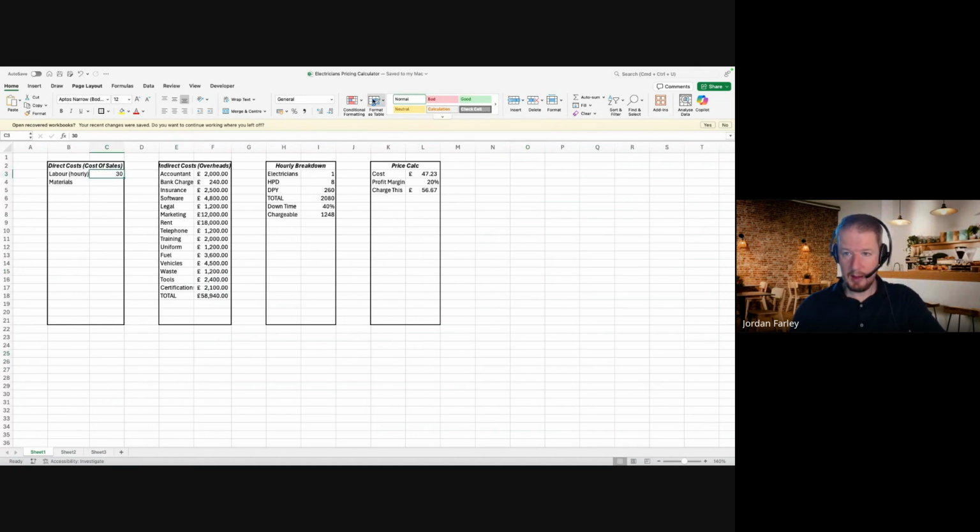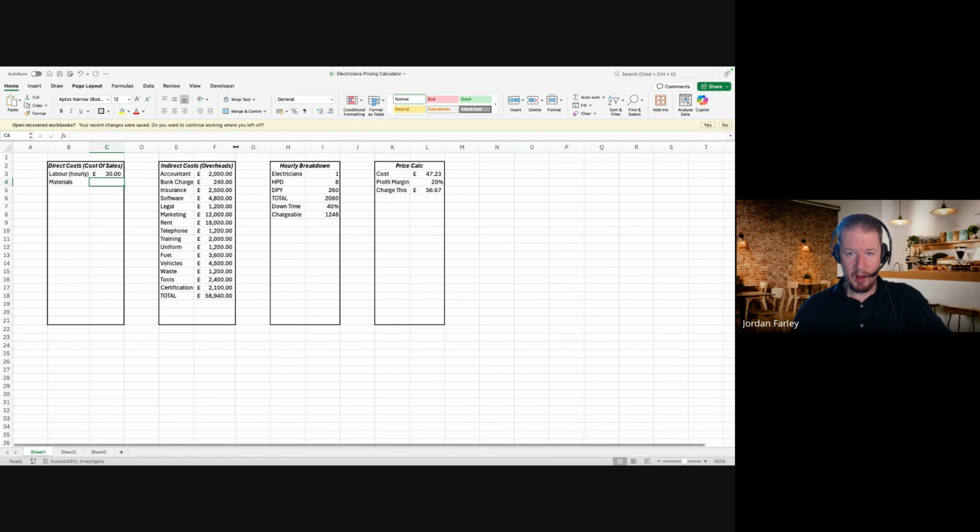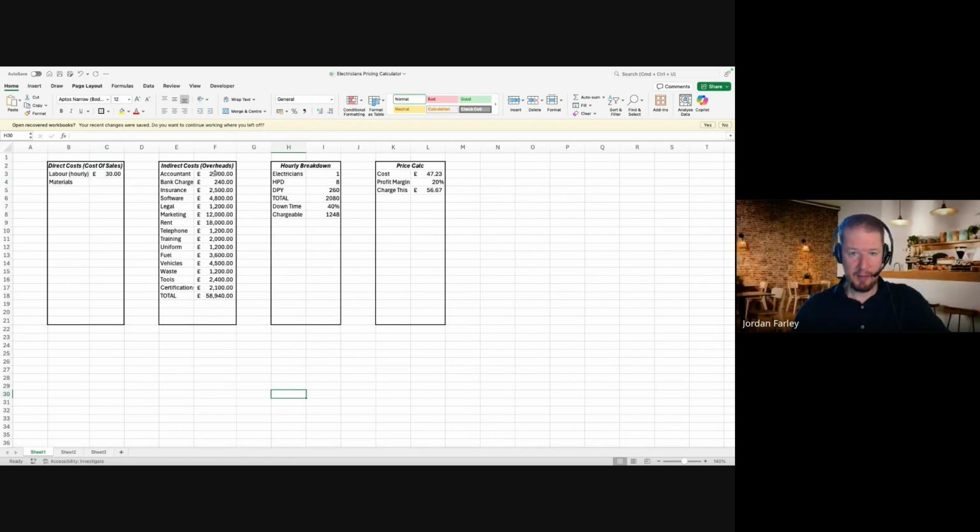Now, on the left here, we've got our direct costs. So this is your labor, whether it's how much you pay your electricians per hour, or how much you want to pay yourself per hour if you're just a one-man band, shall we say. Then obviously you've got materials, which are going to vary based on the job. So for the sake of this pricing calculator, we're going to just stick with the labor element of things for the moment, because the materials are kind of easy to figure out, and we'll talk about how I price materials later on. But the hardest to figure out is how much to charge for labor, right?